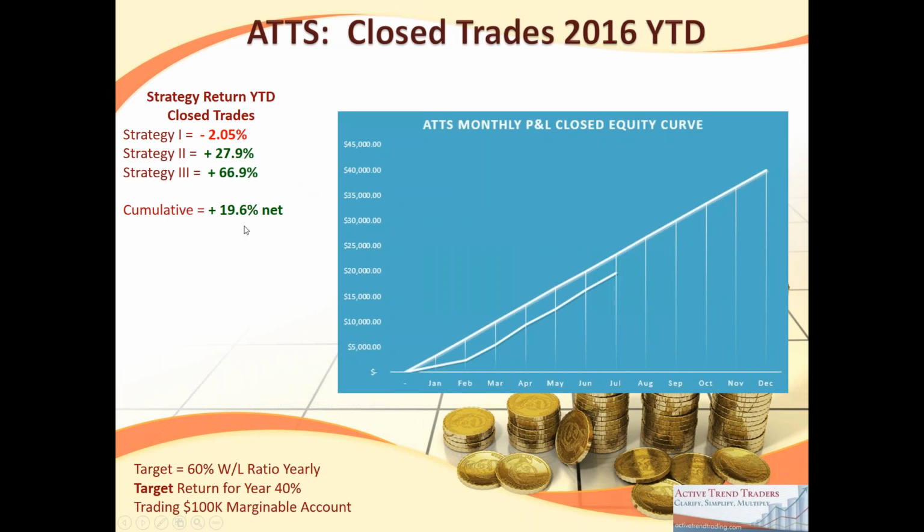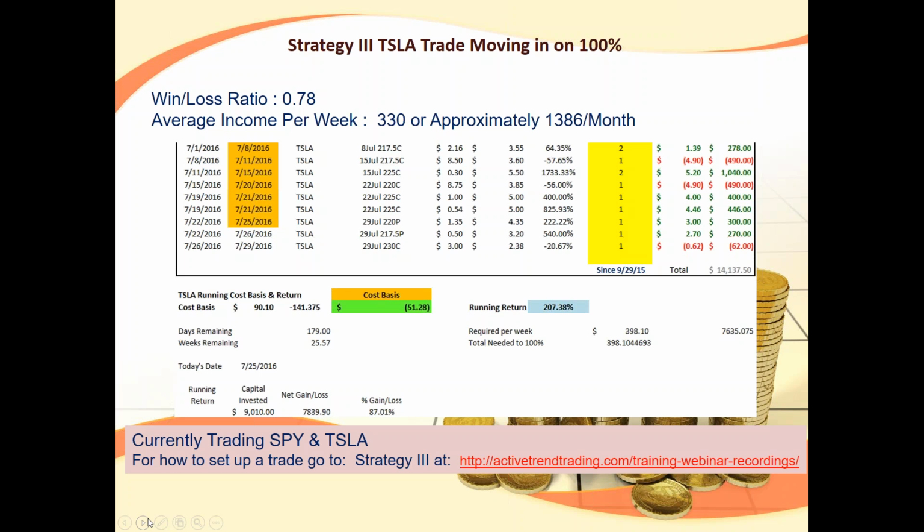Cumulative closed trades are up 19.6%. Strategy number 3 is up 66, strategy number 2 is up 27 for the year, and we're down about 2% on strategy number 1. This is strategy number 3. I like to highlight this. This is the first half of it. This is the one we put in place in September of last year.